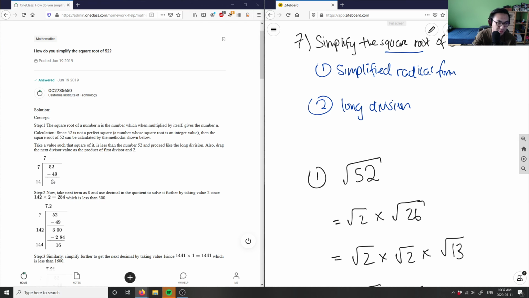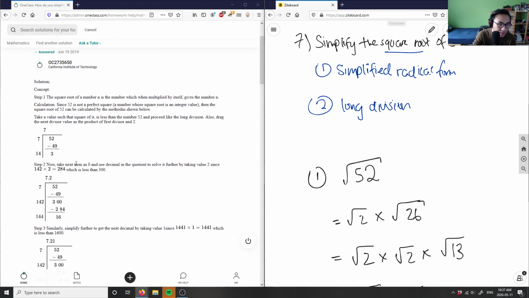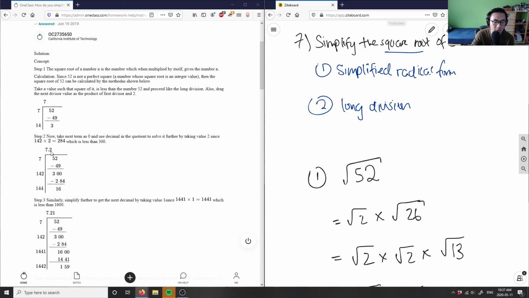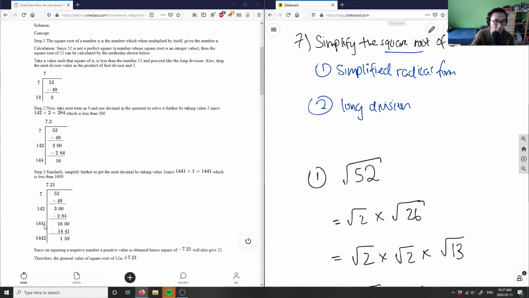I'm going to add 2 zeros here to make it 300. And then I'm going to think about, okay, 1, 4, and then one value, right? Which value of 140-something would be closest to 300? So 141 times 1 would give me 141, obviously. 142 times 2 would give me 284, and this one would be closest to 300. So I put a 2 here and a 2 here, which gives me 284. Subtract that from 300 and you get 16. I double the quotient again to get 144, and I add 2 zeros to make 1600.